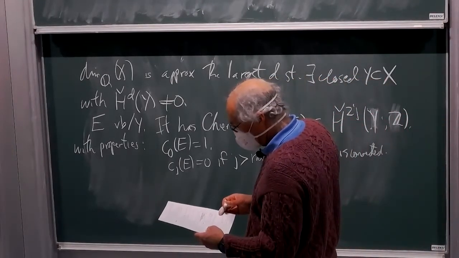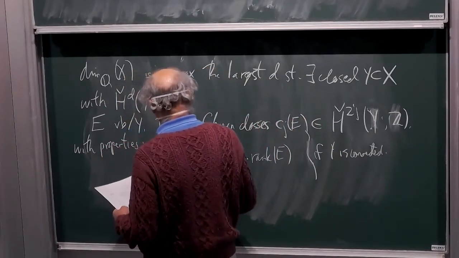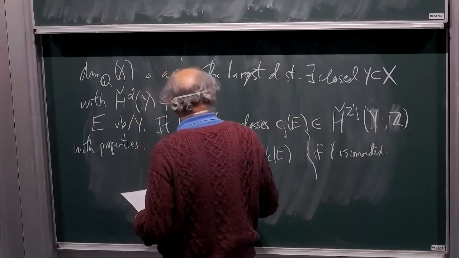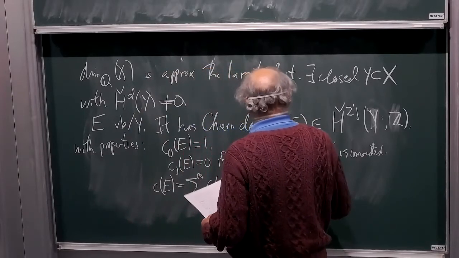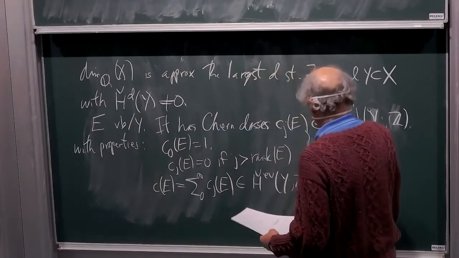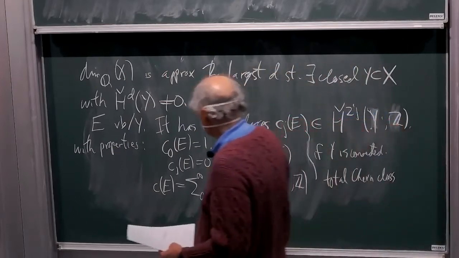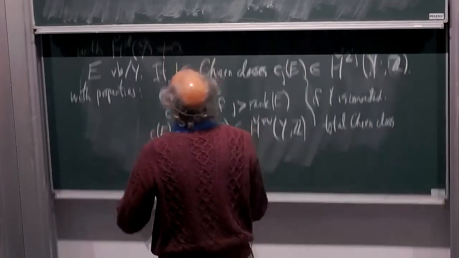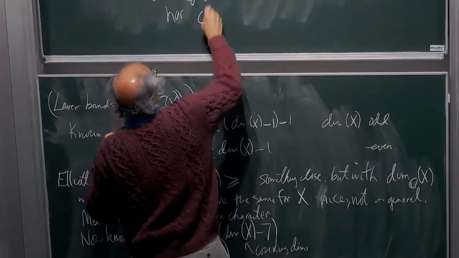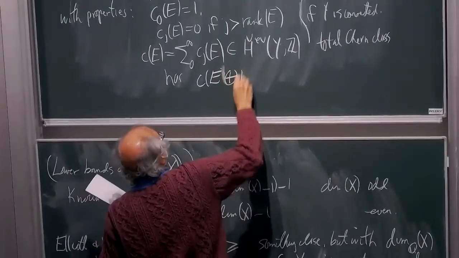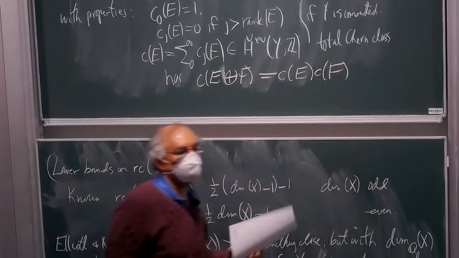And what more do I want? If I take C of E equals the sum from 0 to infinity of Cj of E, this is now in the even Czech cohomology, or the total Chern class. As C of E direct sum F equals C of E times C of F. This is the ring structure in cohomology.